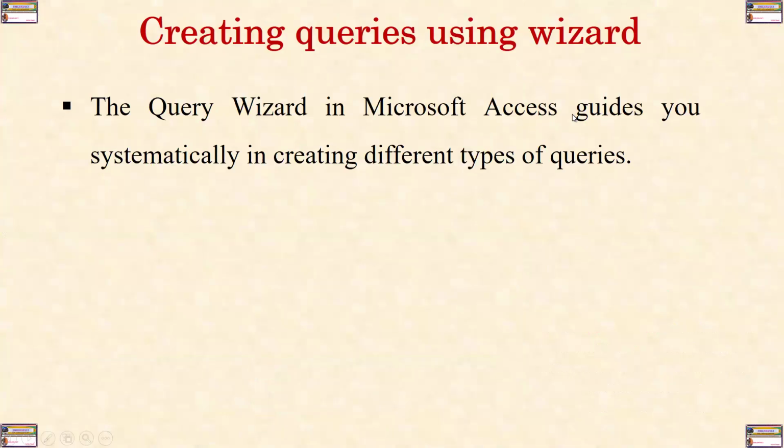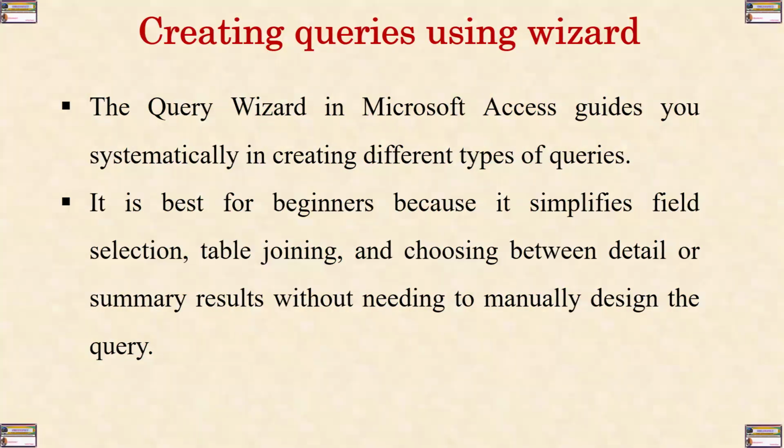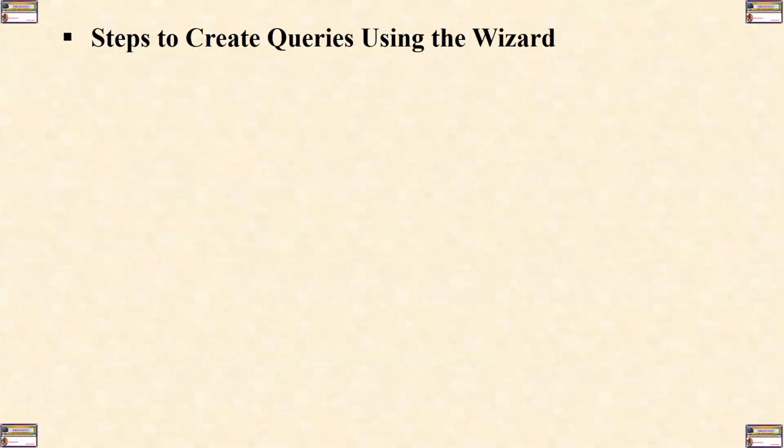The query wizard in Microsoft Access guides you systematically in creating different types of queries. It is best for beginners. Why? Because it simplifies field selection, table joining, and choosing between detailed or summary results without needing to manually design the query. The steps to create queries using the wizard are as follows.